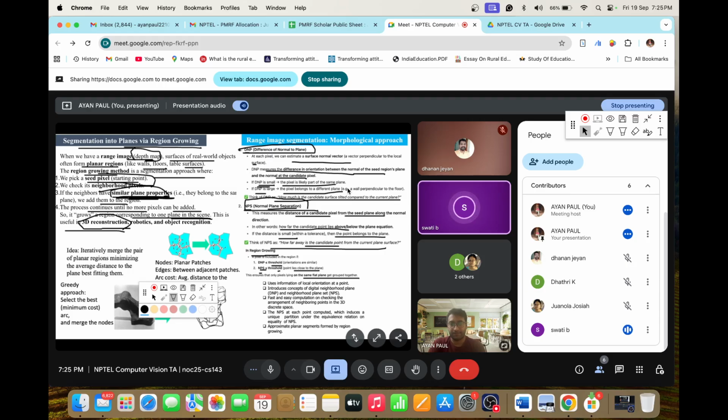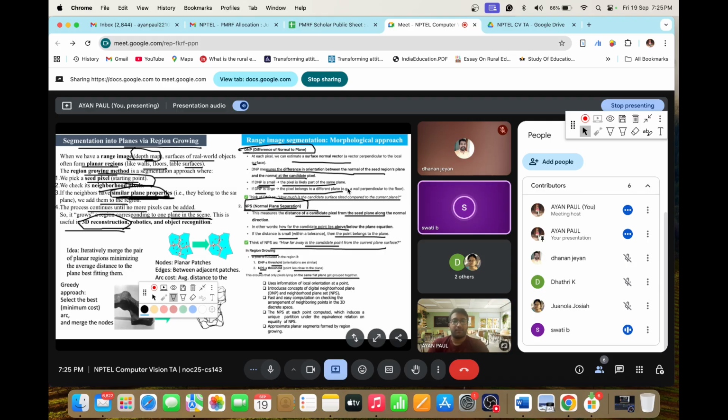So if a pixel belongs to different surfaces, how can we identify that? Segmentation is only applicable if the pixel represents the same surface. No, what I'm saying is we first need to identify whether the pixel belongs to the same surface or a different surface, then we segment that area.